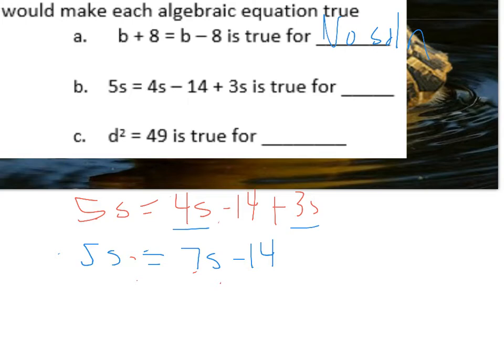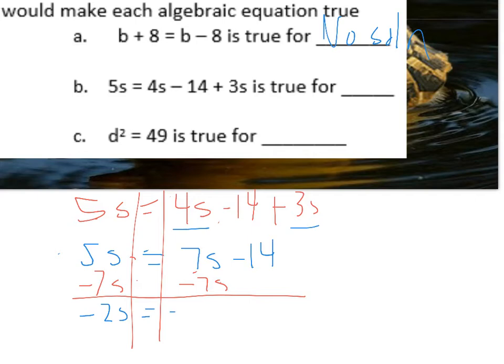So sorry. Alright, so now that I have this, I'm going to subtract 7s from both sides because I want to get my variables over here on the same side of the equation, you know, like stinky silly. We're going to get the stinkies all together on the same side, and we have 5s minus 7s is negative 2s. I bring that down, I'm going to have negative 14. Don't lose your signs. That 14 is negative. I'm going to divide both sides by negative 2. And I get s is equal to 7. So this equation is only true for the number 7.